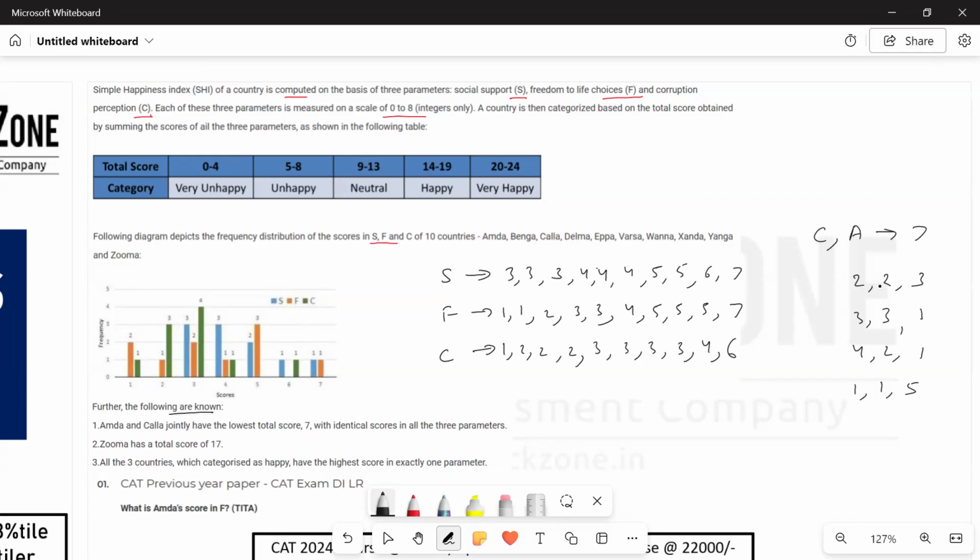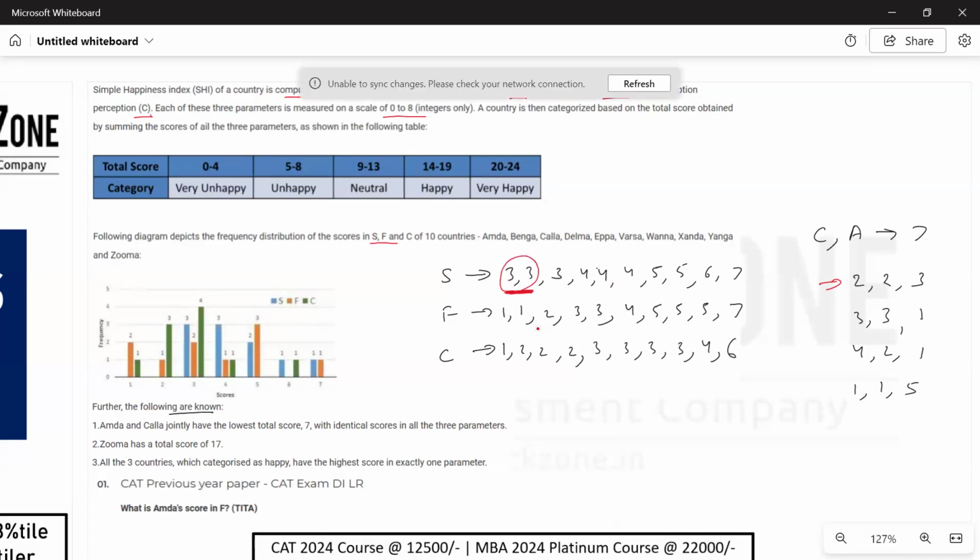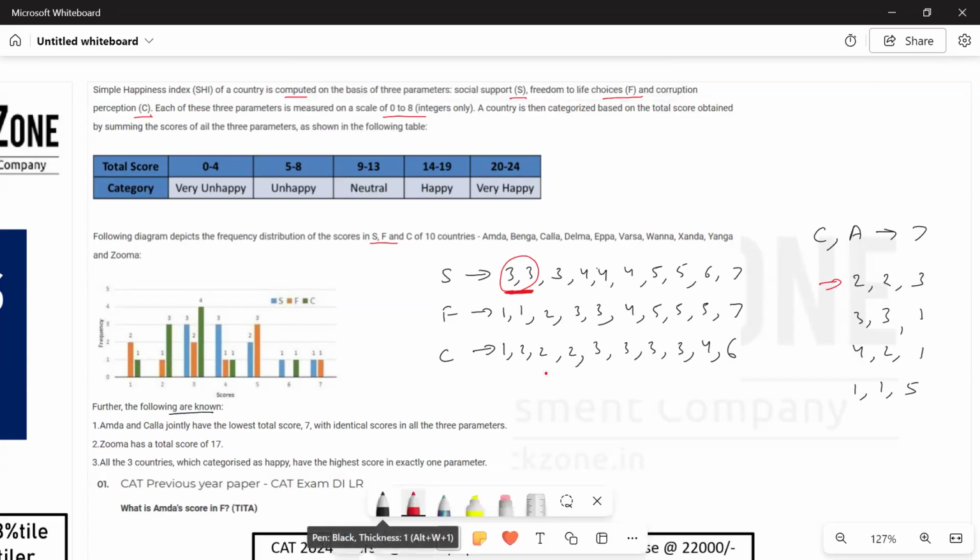So for 2 2 3 to happen, for A and C to have 2 2 and 3, अगर ये distribution है, we know that S cannot be 2 because S starts from 3. So if we take 3 3 common from S, let's say if we take these both are common, F does not have two twos to give to A and C respectively. It has only 1 2. So we know that this configuration is not possible.